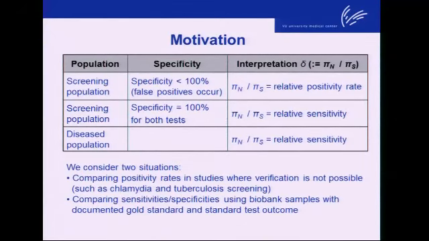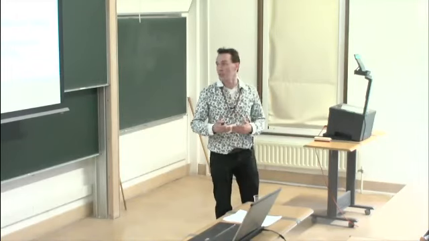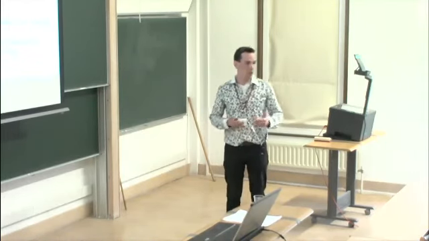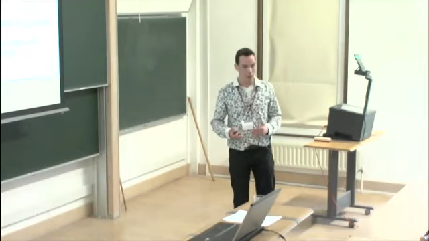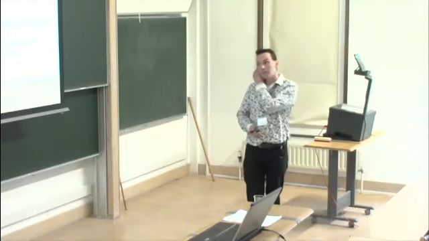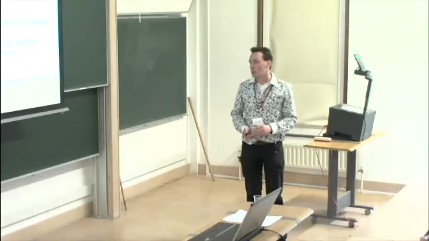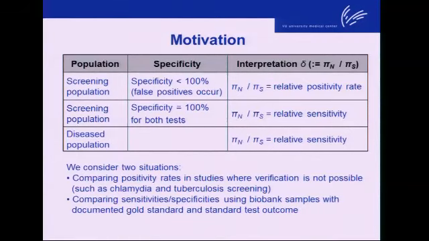There are two situations which we consider. The comparison of positivity rates in situations where no verification is possible. This is, for instance, the case in studies with chlamydia screening, where patients that are diagnosed as positive are treated immediately, or in tuberculosis screening, where people get antibiotics as soon as they have a positive result on the test. So you will never know whether they actually had the disease or not. So it's not possible to verify in those cases. And another example is in cases where there is information on the gold standard, but you have the samples stored in a biobank together with the results on the standard test.